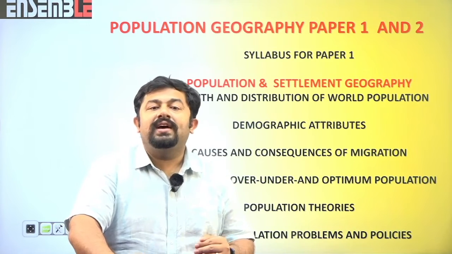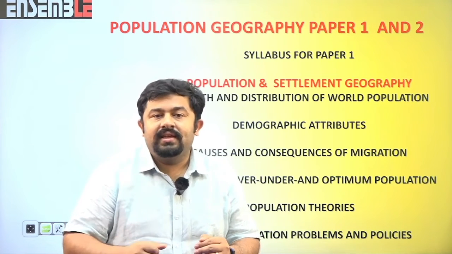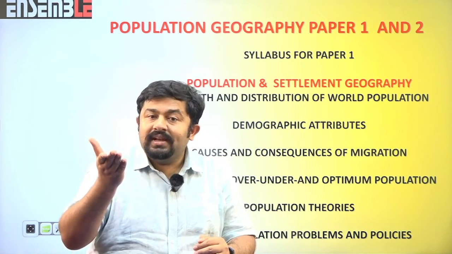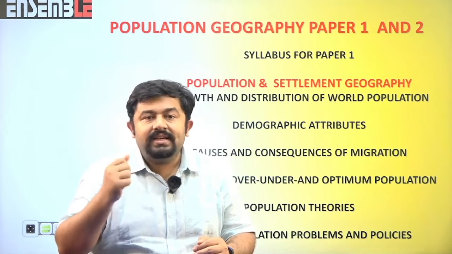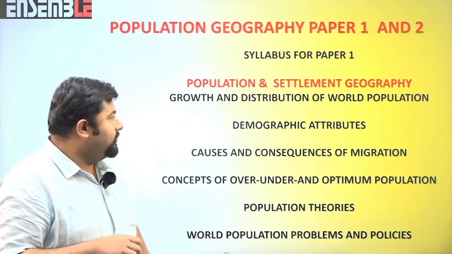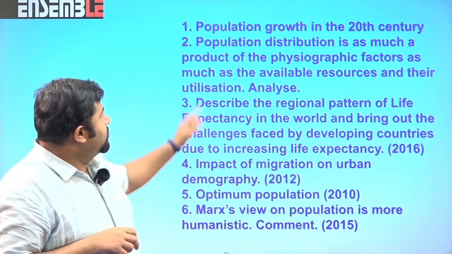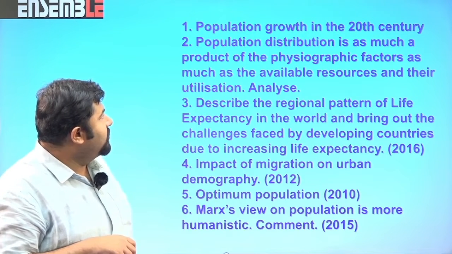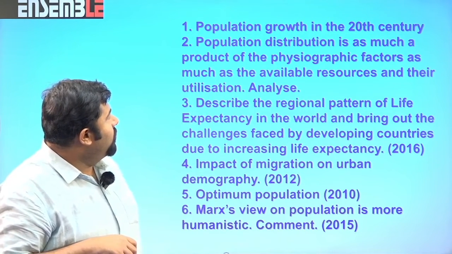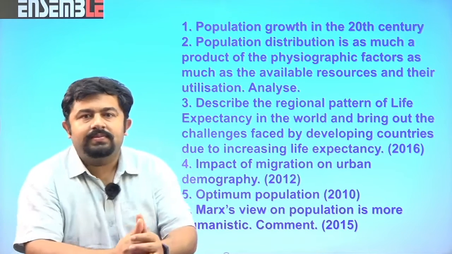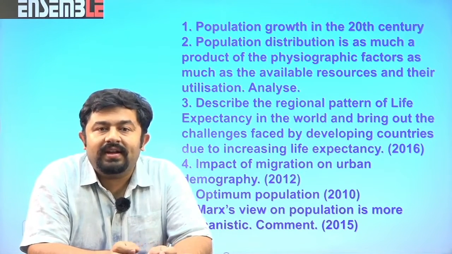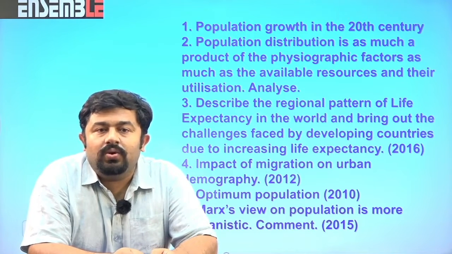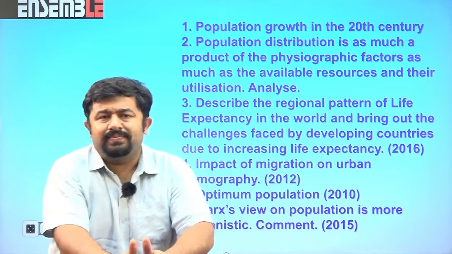Like in Africa, the population density is increasing. In some of the developing countries, the population density has decreased, the population has decreased. I'll cite an example. See question number 1. Population growth in the 20th century. You have to write a note on it. Question number 2. Population distribution is as much a product of the physiographic factors as much as the available resources and their utilization. Describe or analyze.